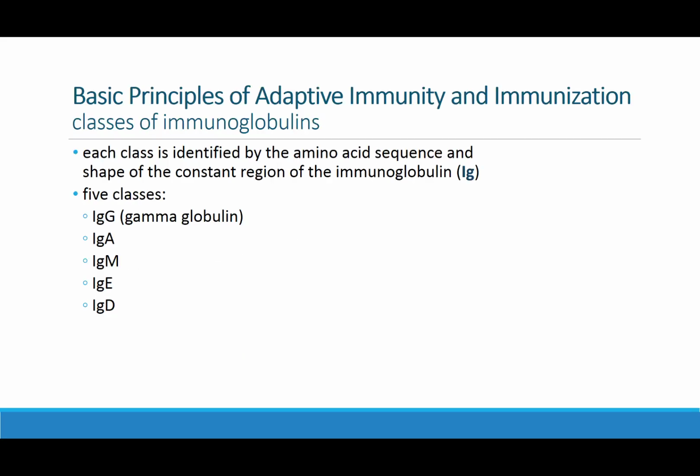So each of the classes of antibodies, or immunoglobulins, is identified by the particular amino acid sequence and then the shape of the constant region of the immunoglobulin, also called an Ig. And there are 5 classes of immunoglobulins: IgG, those are the gamma globulins; IgA, alpha globulins; IgM, IgE, and IgD. So those are the names of the 5 classes. And so we'll look at each one of these 5 classes.